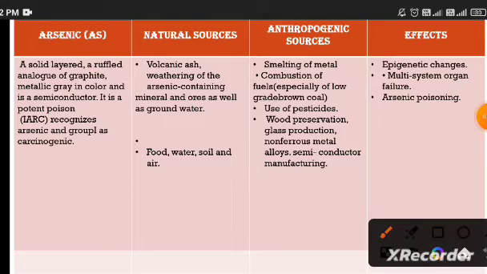Anthropogenic sources of arsenic are smelting of metal, combustion of fuel, especially of low-grade brown coal, use of pesticides, wood preservation, glass production, and semiconductor manufacturing. Being carcinogenic, arsenic causes epigenetic changes. It also causes multi-system organ failure and may also cause arsenic poisoning.